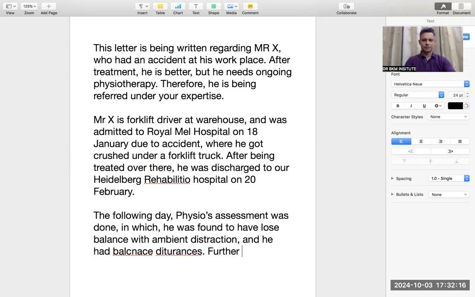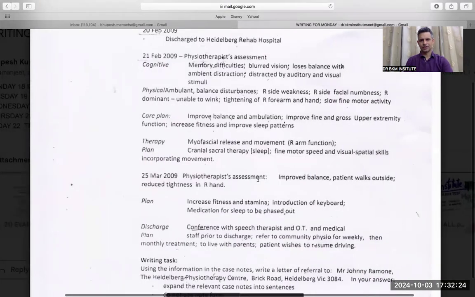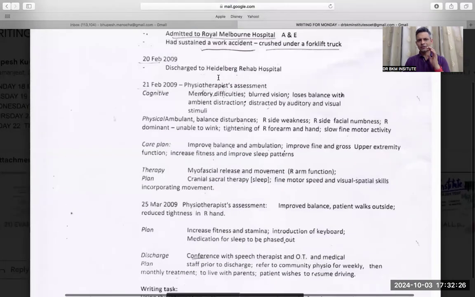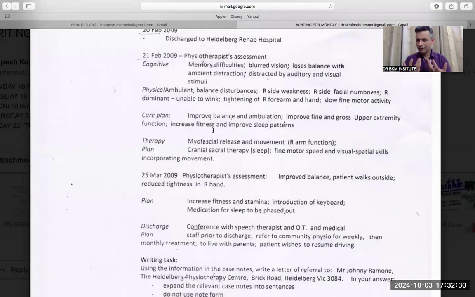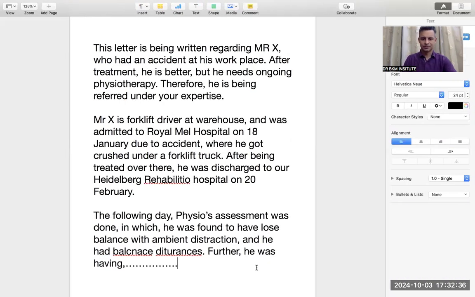Further, he was having XYZ, whatever you want to write from here, whatever he wants to write. Now it was different because a plan was given. So now when you are confused, just simply write, therefore a plan was created to improve balance and ambulation.